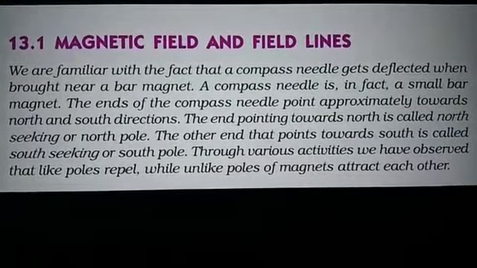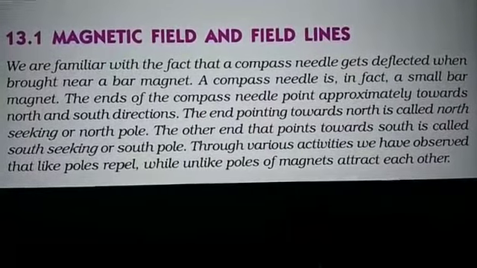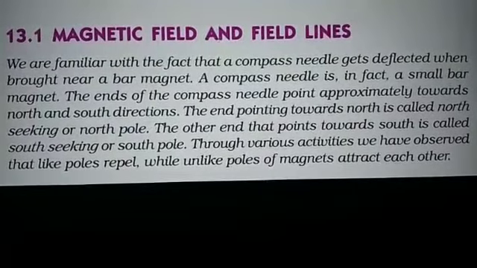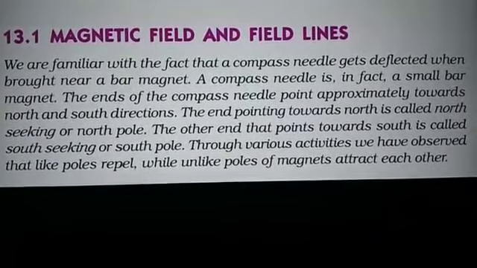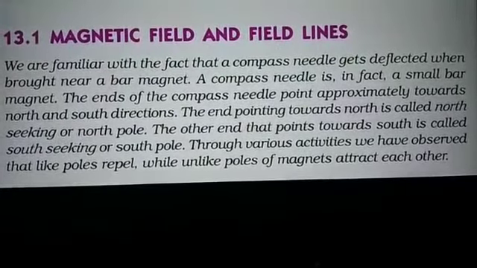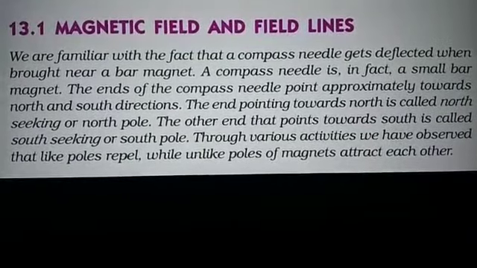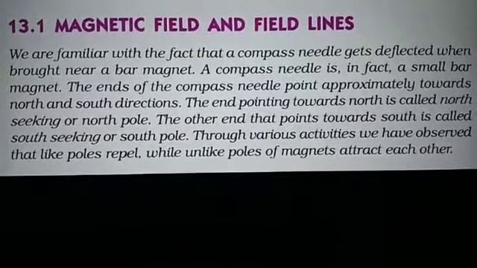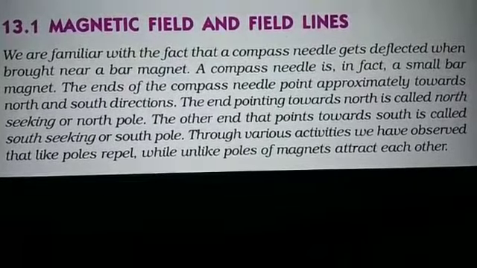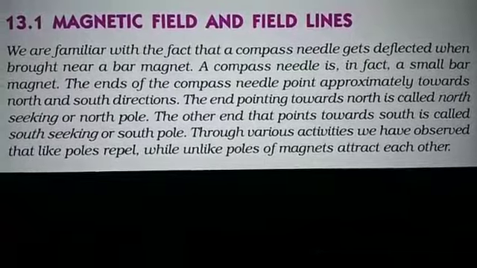Through various activities we have observed that like poles repel while unlike poles of magnets attract each other. Like poles means north and north or south and south, and unlike poles means one is south and one is north. So two unlike poles of magnets attract each other and two like poles of magnets repel each other. This is called the form of a magnetic field and magnetic field lines.